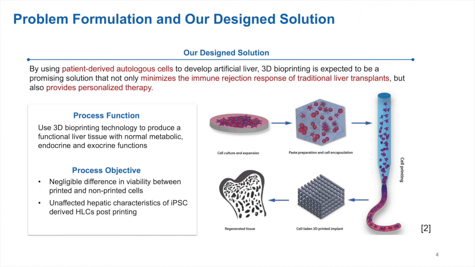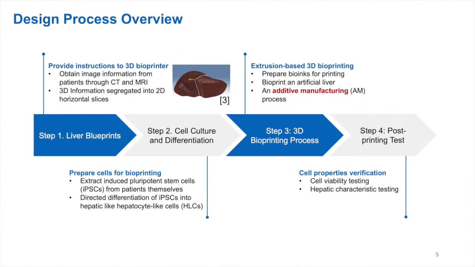As a result, the proposed process needs to produce a functional liver tissue with the liver's many functions, as well as meet the objectives of having negligible difference in cell viability between printed and non-printed cells, and unaffected hepatic characteristics of cells post-printing. Here is an overview of the design process. It is divided into 4 steps, and we will go into details for each of the steps.